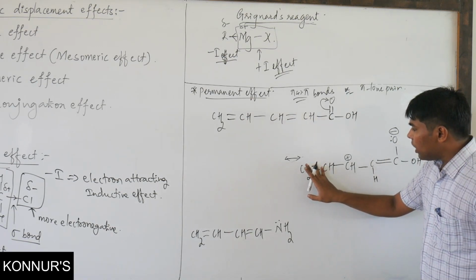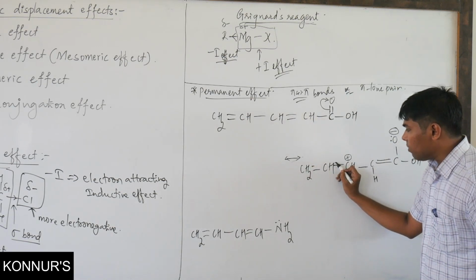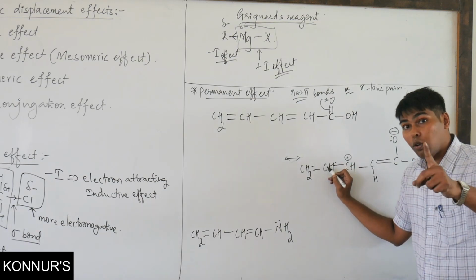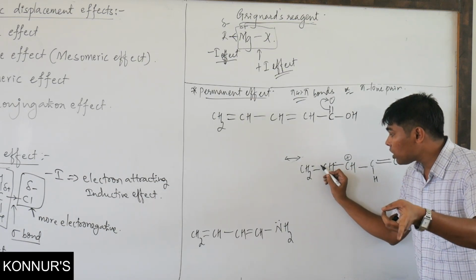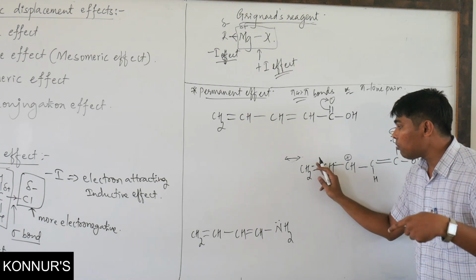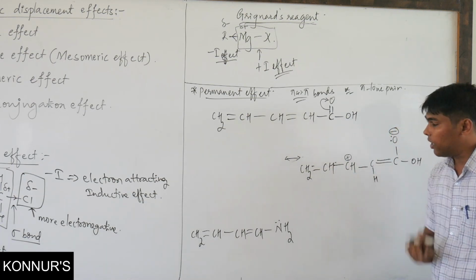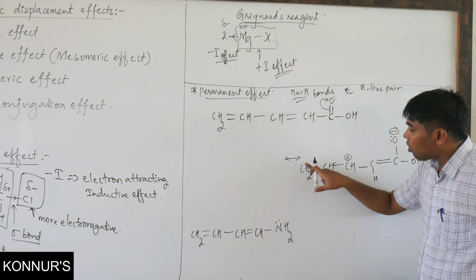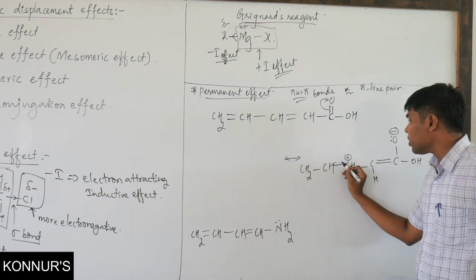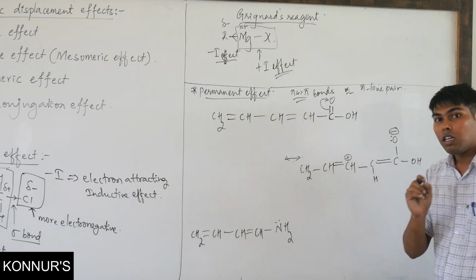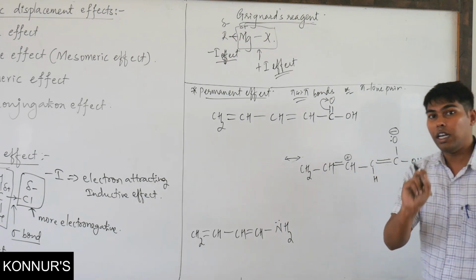This electron is shifted to this side, so it remains on the fourth carbon only. So the electron on the fourth carbon will remain on the fourth carbon only. But the electron of the fifth carbon will shift to the third carbon, which is already electron deficient.